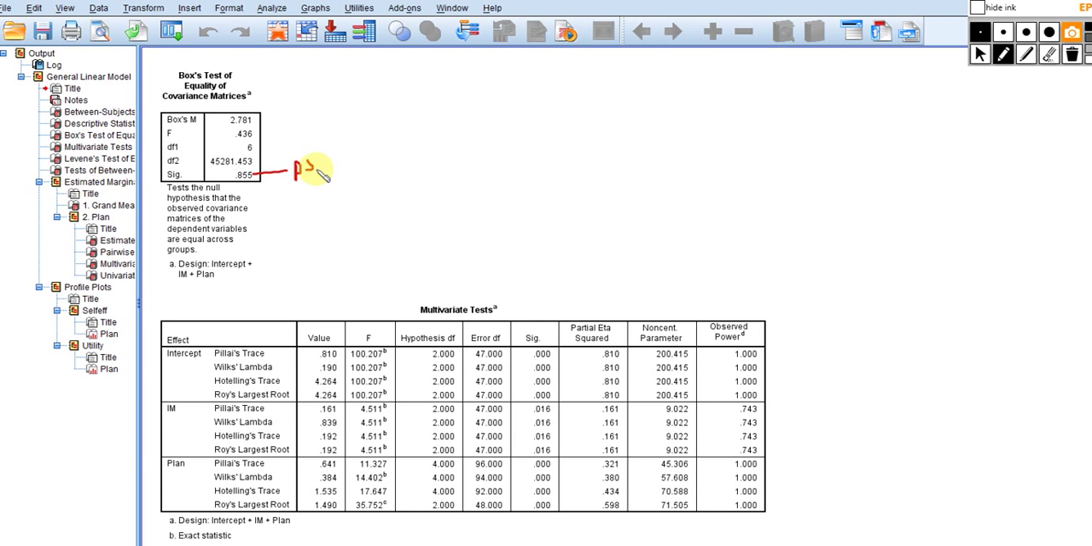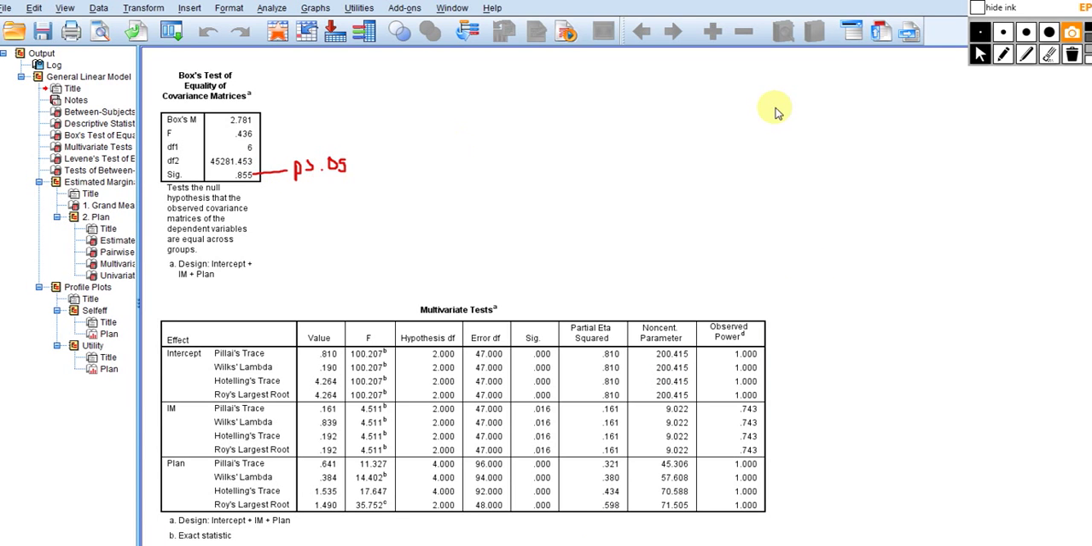Unlike most significance tests where you're hoping for statistical significance, for this test right here, you are not. So in other words, if you find that your p-value is greater than, say, 0.05, that's actually consistent with the assumption being met.